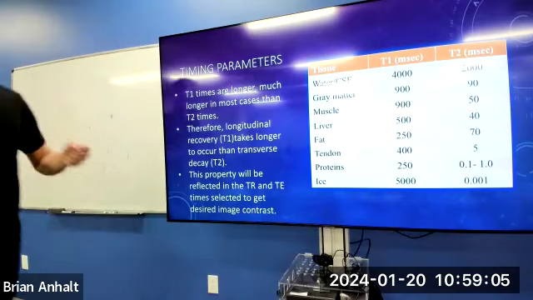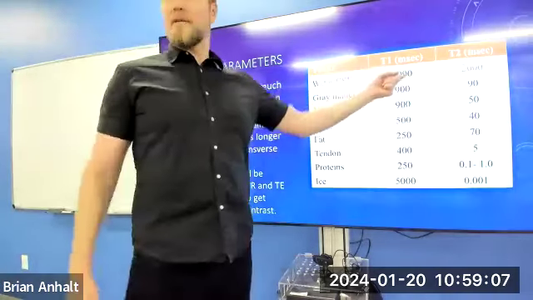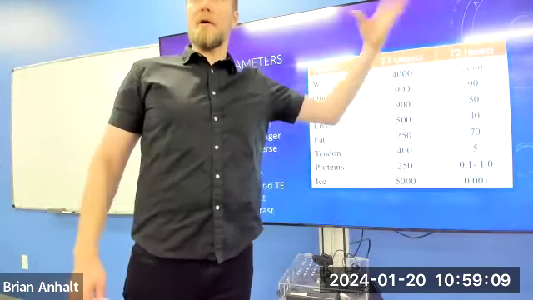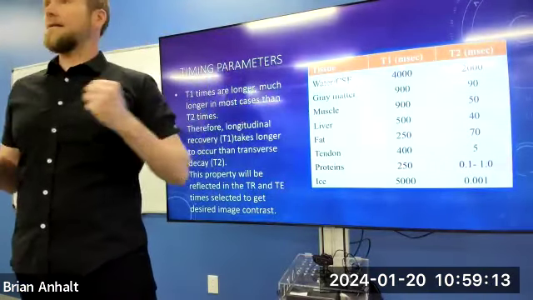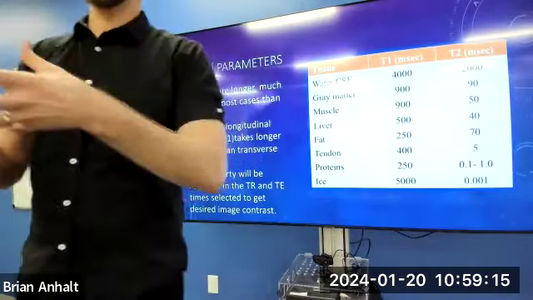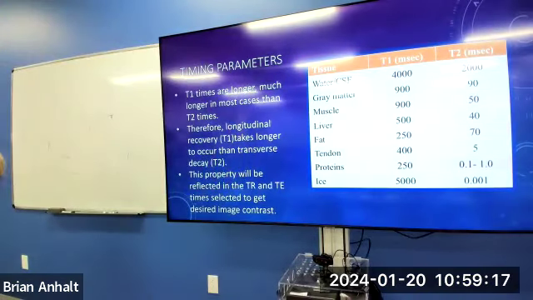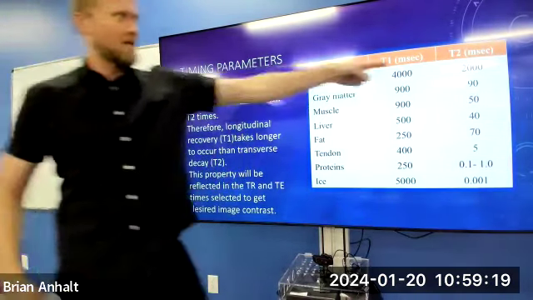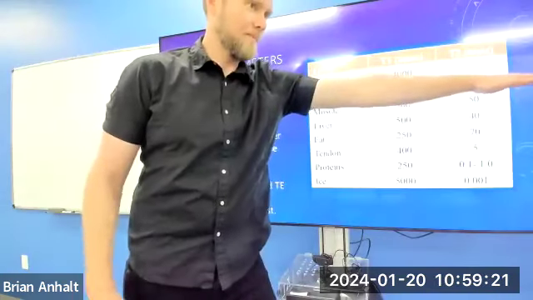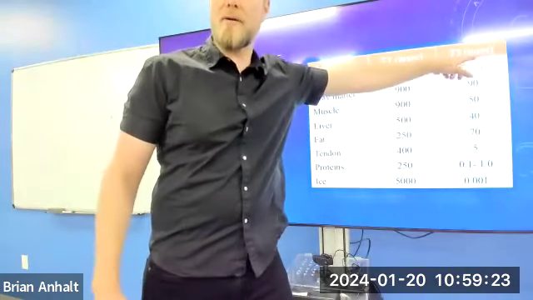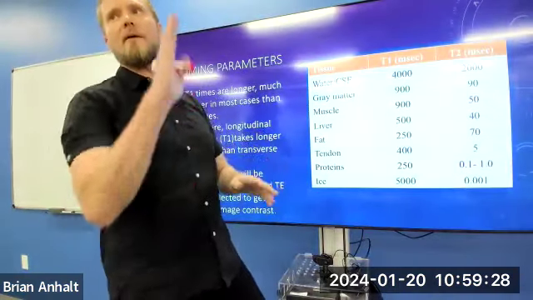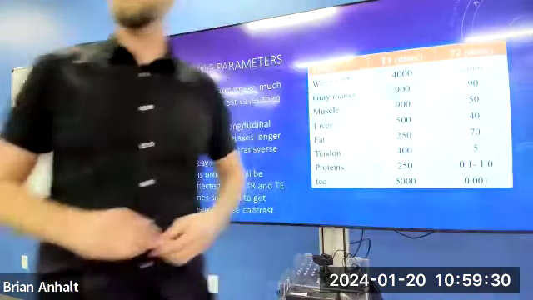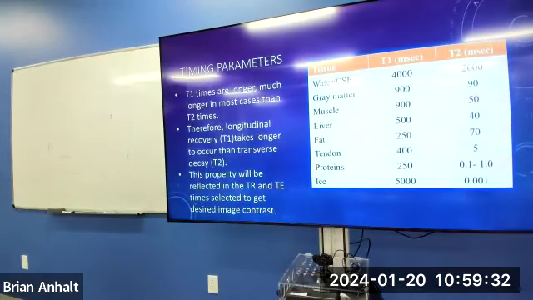T1 recovery takes longer than T2 decay, but remember, these are two completely independent mechanisms. Two different things are happening. This is the measurement of how long it takes for transverse decay to happen. This is a time measurement for how long longitudinal recovery is taking to happen. A millisecond is a thousandth of a second.